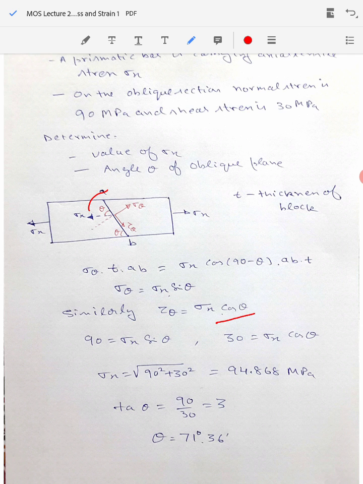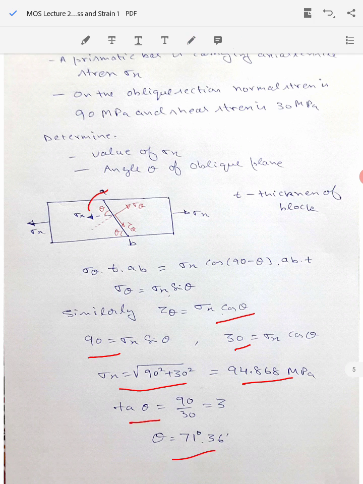Now we substitute the values of sigma theta and tau theta, which are given to you, that is 90 and 30. So you will get these two expressions. You can compute the value of sigma x from this as 94.868 megapascal. You can also work out the angle or the slope of this plane as tan theta equal to 90 by 30, which after taking the inverse, tan inverse, gives you 71 degree 36 minutes.